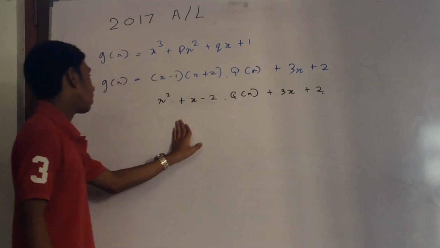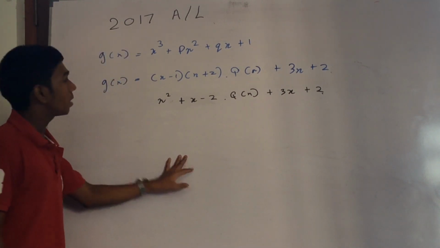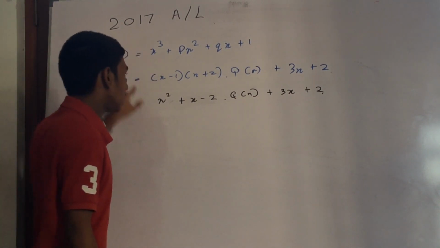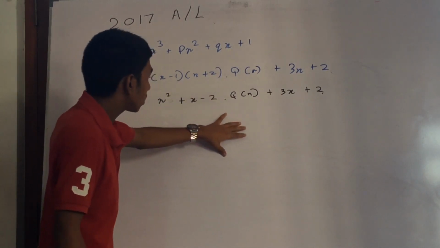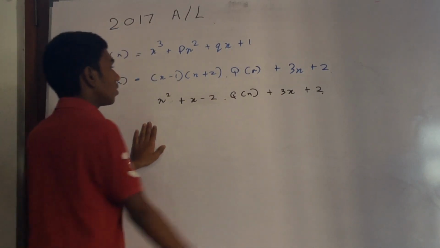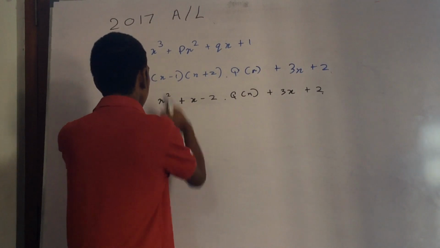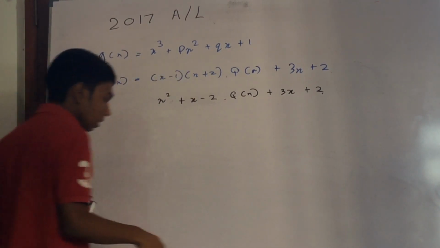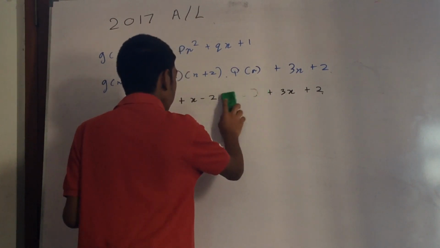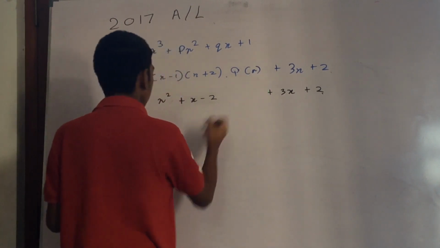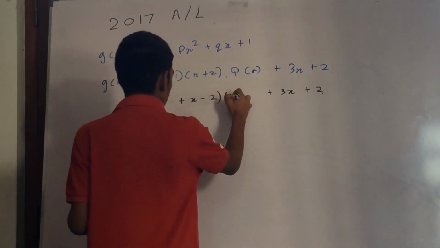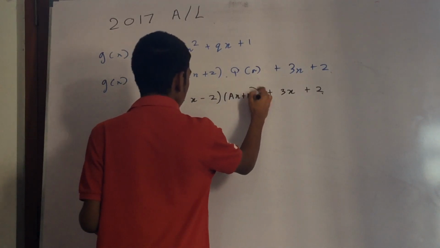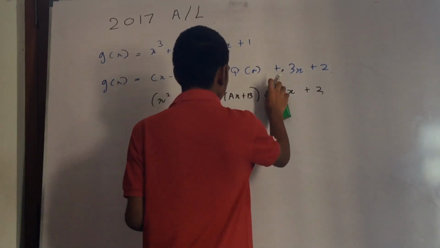So then, by the second theorem of the remainder theorem, the degree of the dividend should be equal to the degree of the divisor plus the degree of the quotient. So we can easily get that the degree of the quotient is 1, since 1 plus 2 is 3. So if the degree is 1, we know how to represent a degree 1 expression: ax plus b, plus the remainder, which is 3x plus 2.